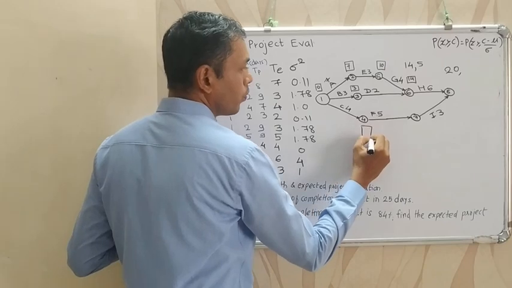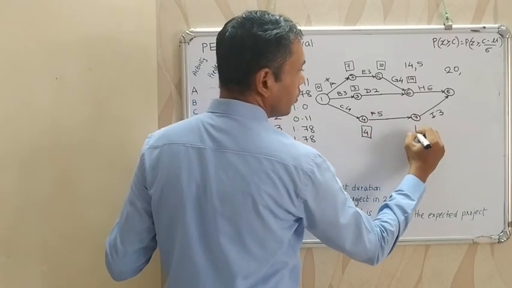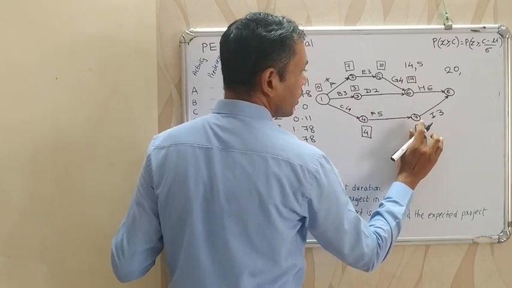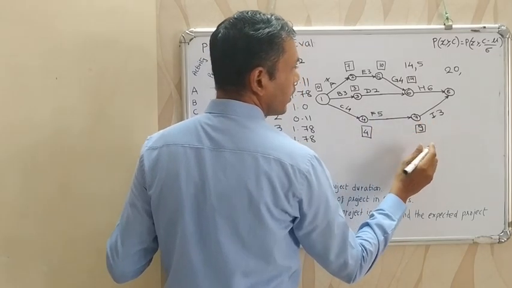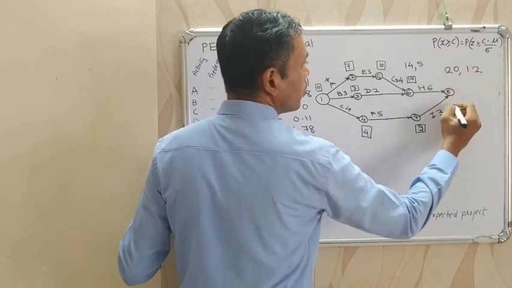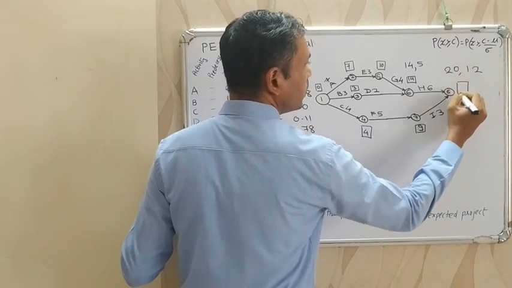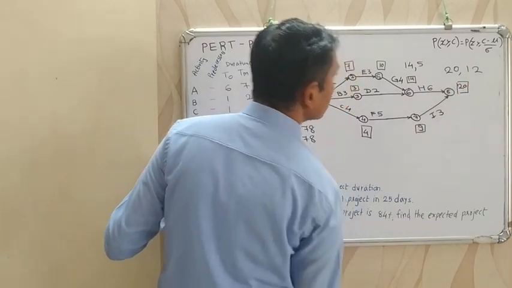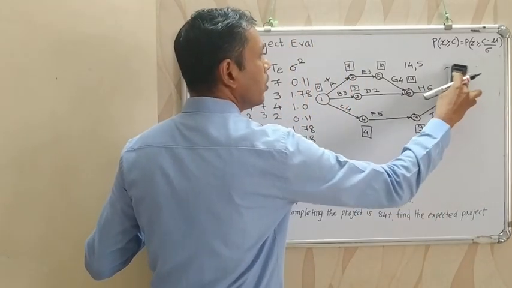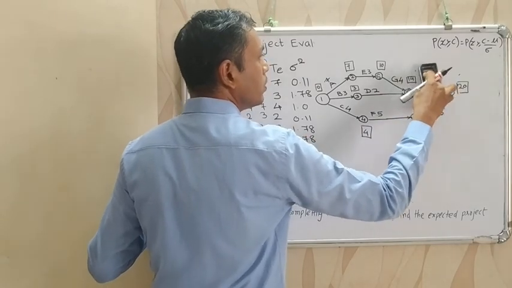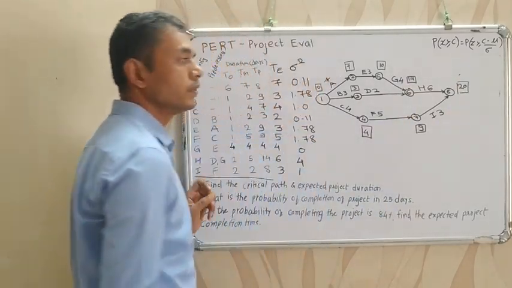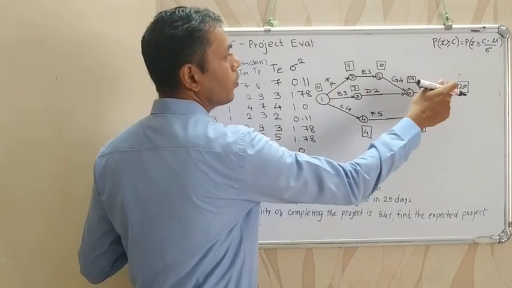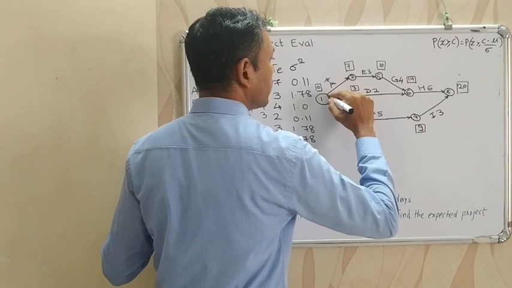C will complete on 4. F will complete on 5. So 4 plus 5 is 9. 9 plus 3 is 12. So activities H and I will complete on or before 20 days. So the entire project is completed in 20 days. And so our critical path is 7 plus 3, 10 plus 4, 14 plus 6, 20.